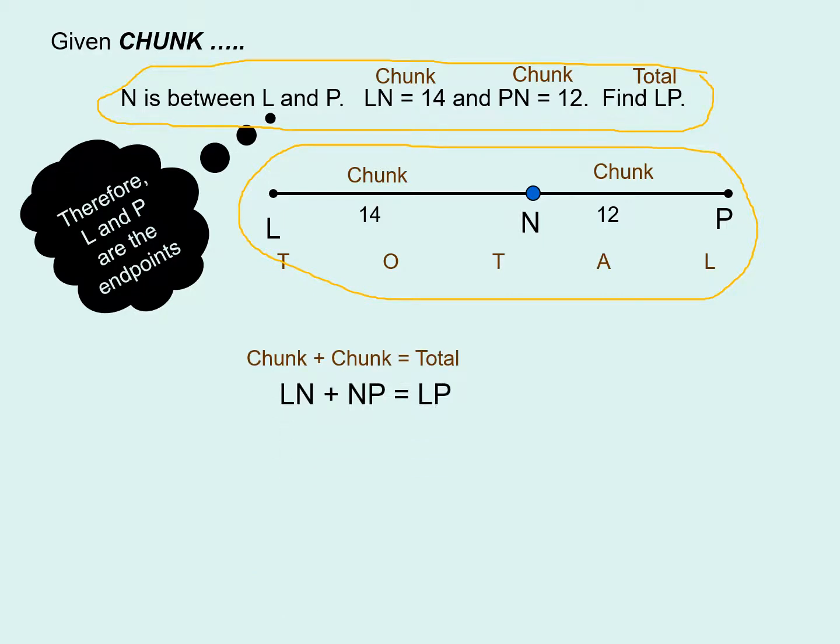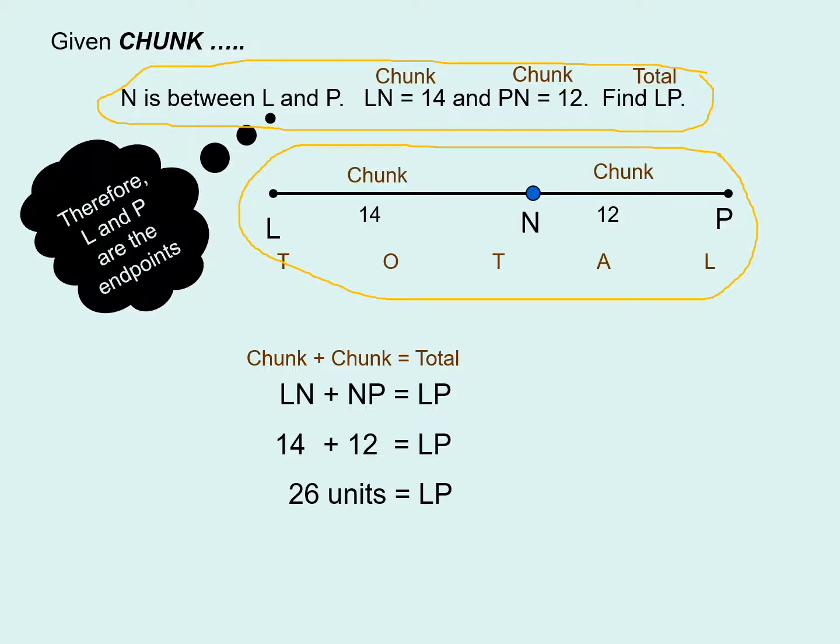So you know that chunk plus chunk equals total. LN is a little chunk, NP is the other little chunk, and the total is LP. You know that LN is 14, you know that NP is 12, and LP you don't know. This is going to seem a little extra for this one, but you'll see on the next slide, when we start putting algebra into this, that this format is highly, highly helpful. So obviously, LP must be 26 units. You could just look at the picture and see, 14 and 12, boom, 26.